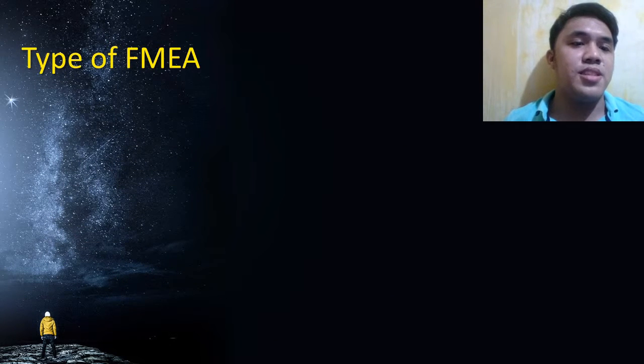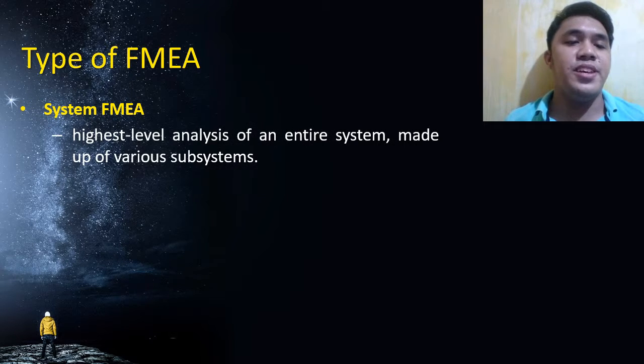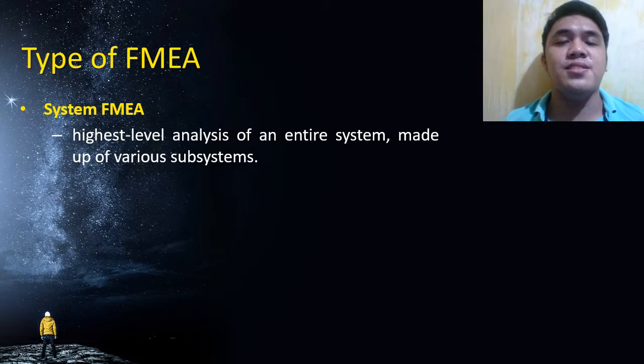So, what are the types of FMEA? System FMEA. It is the highest level analysis of an entire system, made up of various subsystems. The focus is on system-related deficiencies, including system safety, system integration, interfaces, or interaction between subsystems or with other systems, interactions with the surrounding environment, human interactions, service, and other issues that could cause the overall system not to work as intended.